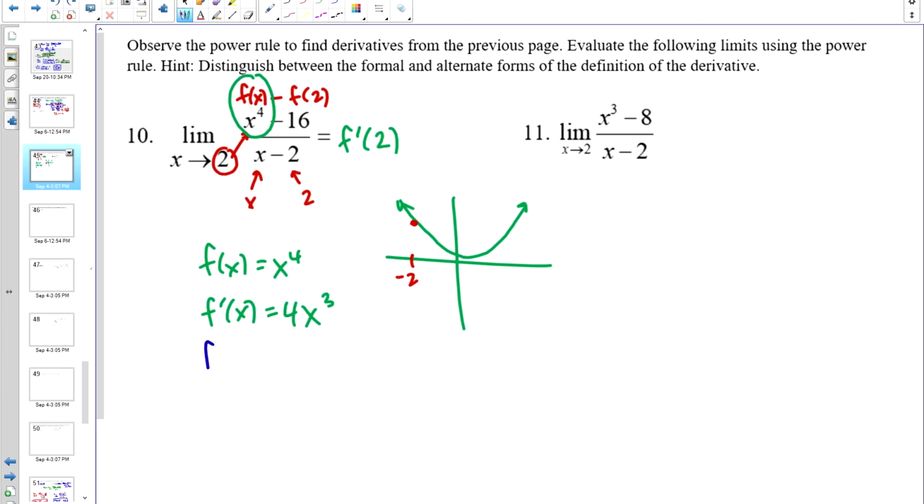So if I wanted to find f prime of 2, so here's 2 here, if I wanted to know what the derivative is at x equals 2, then I would use this formula, 4 times 2 raised to the 3rd power. Make sure you understand that exponents come before multiplication, so this is 4 times 8, so my answer is 32. So this answer up here for the limit question is equal to 32.